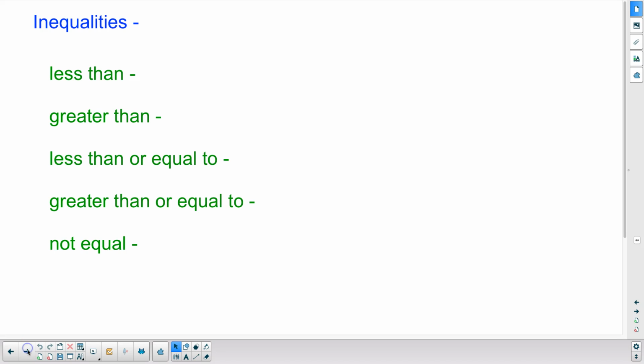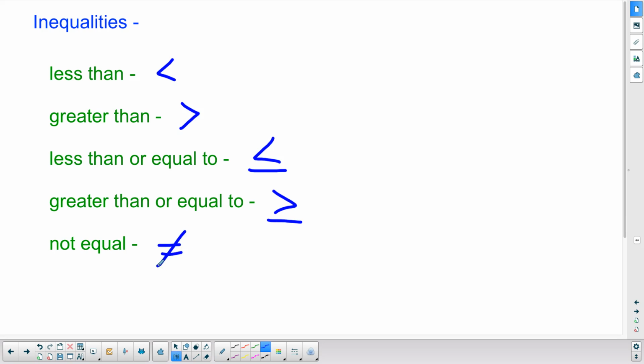So, first thing we have to talk about is the inequalities that are out there. The first inequality is less than. The next one is greater than. Less than or equal to adds a bar underneath. Greater than or equal to adds a bar underneath. And then not equal to is equals with a line through it.